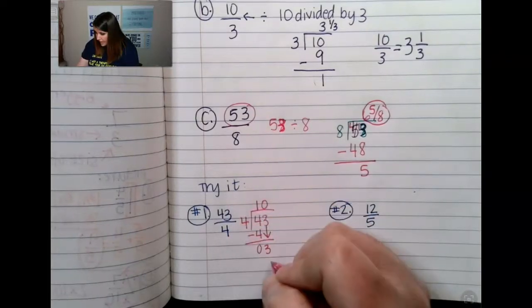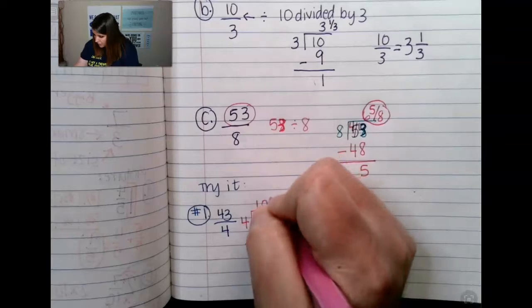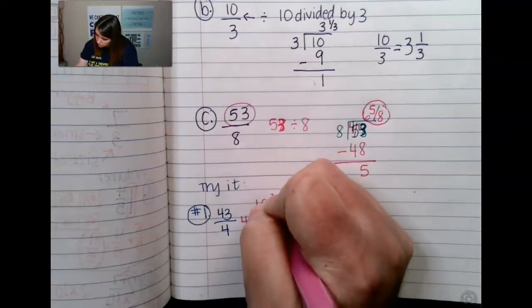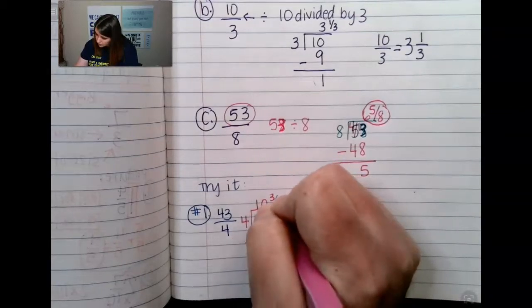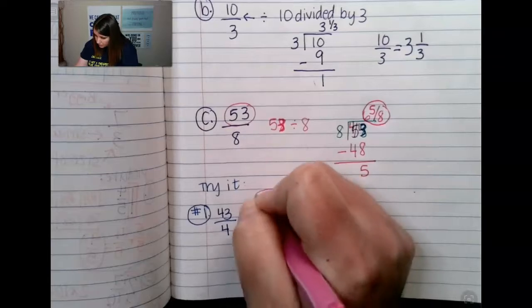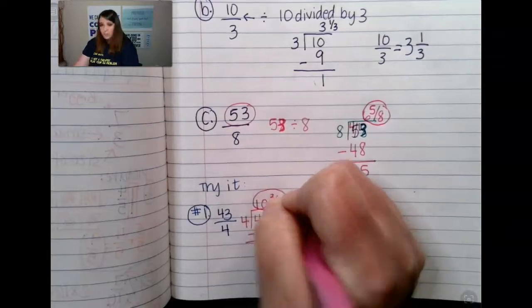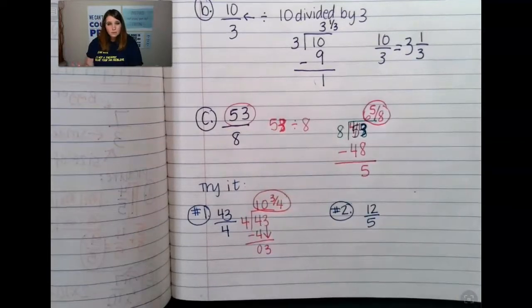So I have 10 and 3 fourths. 10 and 3 fourths. How did you do on that one? How'd you do?